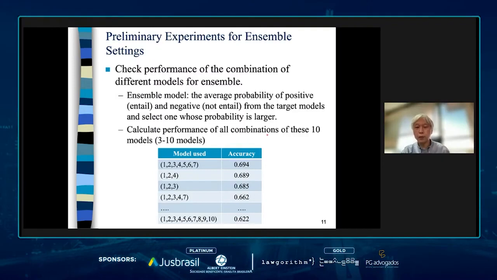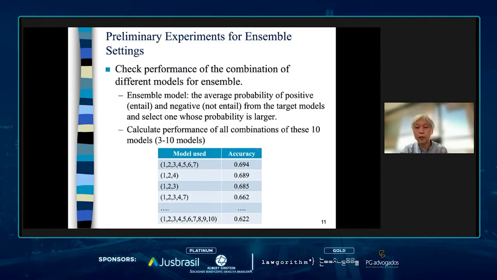In this ensemble process, we take the average probability of positive and negative from the target models and select the one whose probability is larger. We calculate accuracy for all combinations of these 10 models. We select the pair sets that use 3 to 10 models from them.